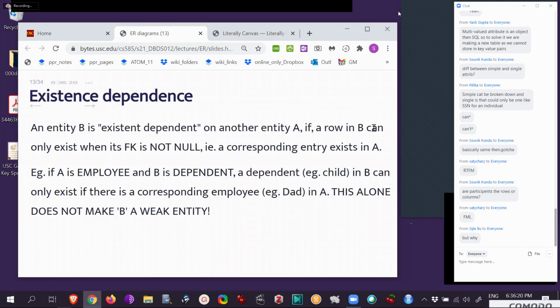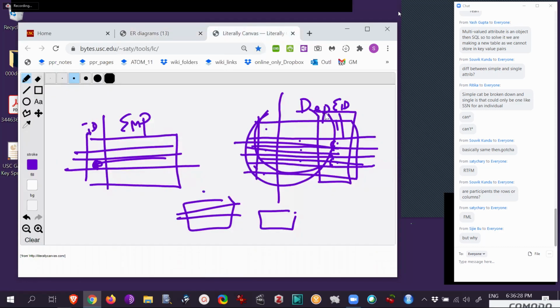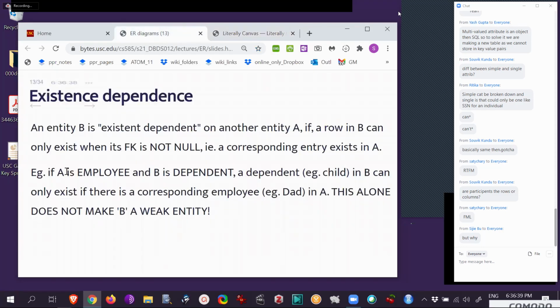If a row in B can only exist when its foreign key is not null, like if a spouse did not leave USC, then that is called existence dependent. So it's very clear that in this case, the dependence table is existence dependent upon the employee table. But I'm not calling it weak or strong. That is a slightly separate concept.